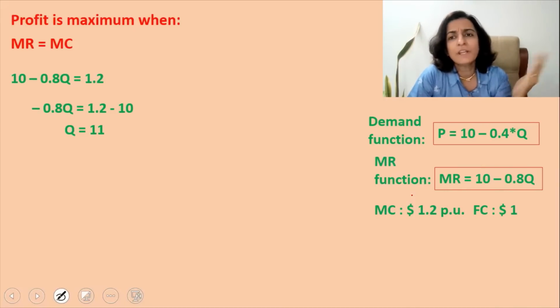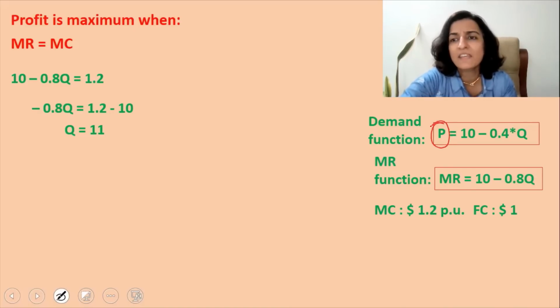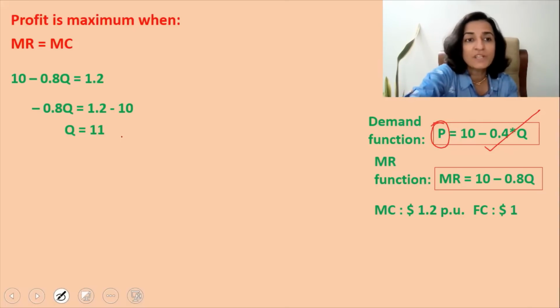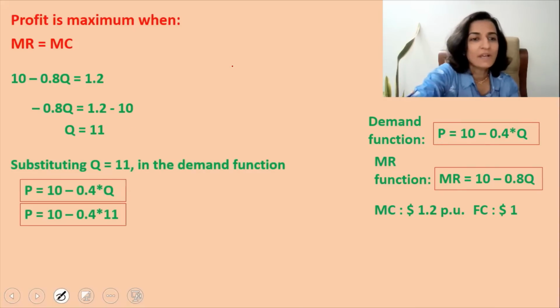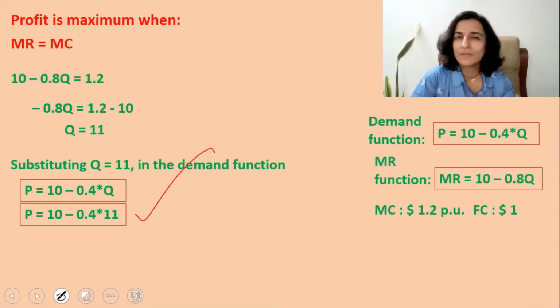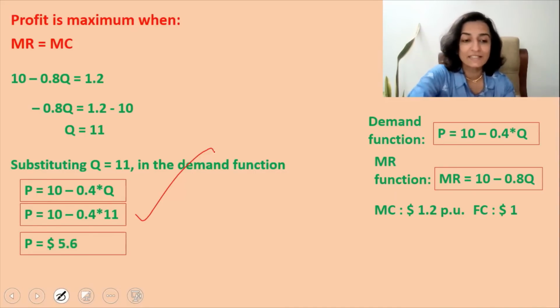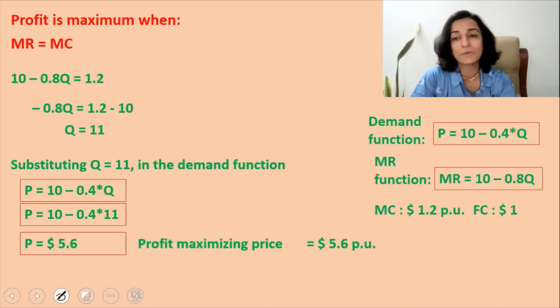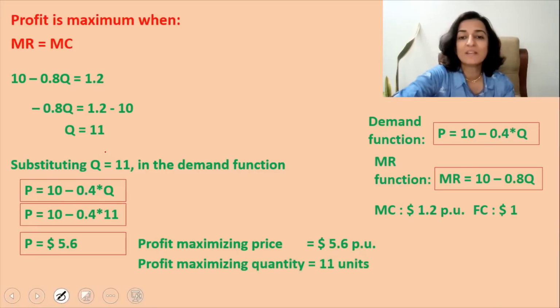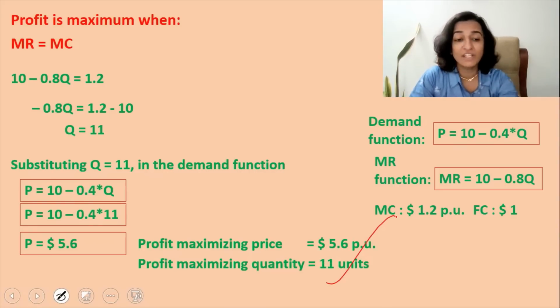Now it is very easy to find out the price because price is equal to 10 minus 0.4 into Q. We already know the value of Q. So substituting the value of Q in the demand equation, we get 10 minus 0.4 into 11, or the best selling price is $5.6. So the profit maximizing price is $5.6 per unit. And the profit maximizing quantity is 11 units.